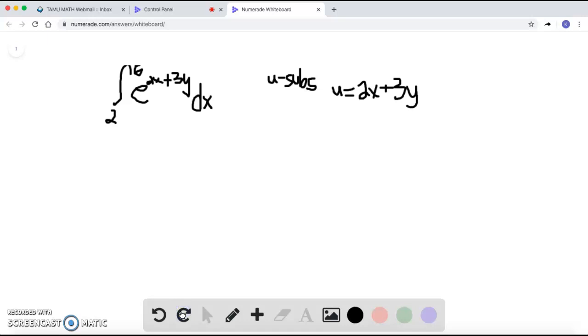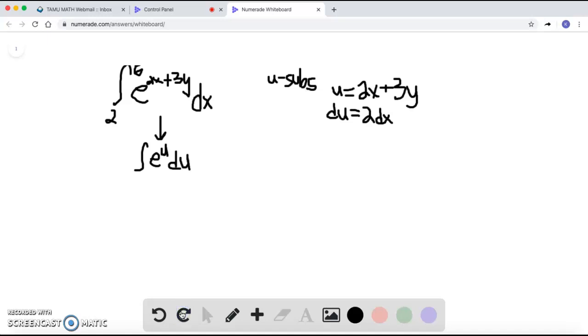And that means that our du has to equal 2 times dx, because 3y is like a constant, and so the derivative of that in terms of x will be 0. So now I have my u and my du, so I can rewrite my integral here. I'm going to write just a definite integral, and then we'll bring back the 2 and the 6. So this will be the integral of e to the u times du.